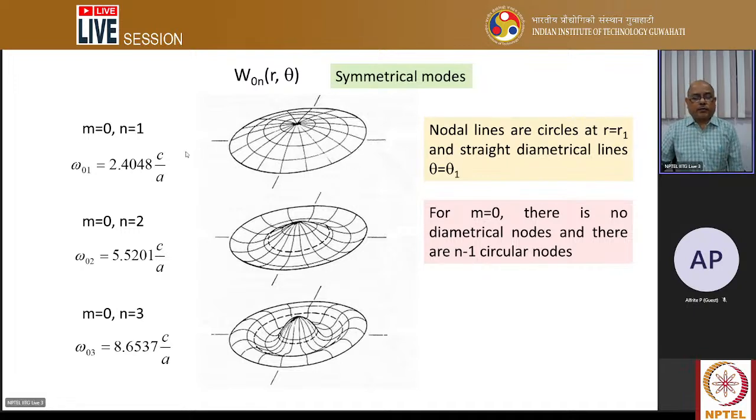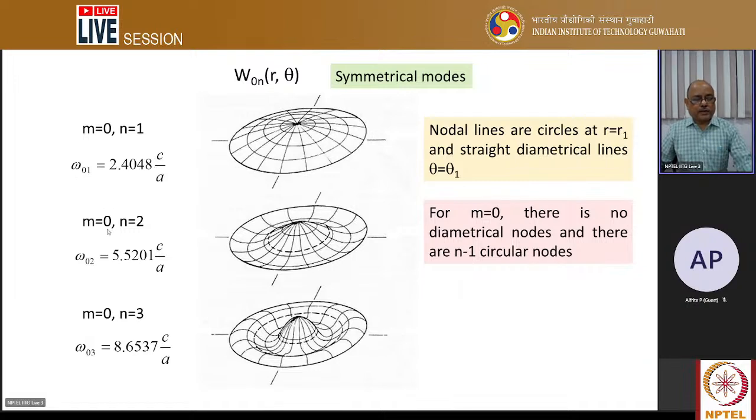Now here you can see that when we consider the natural frequency, say omega 01, then for m equal to 0, there are no diametrical nodal lines. Here you are not seeing any diametrical nodal lines. And there are n minus 1 circular nodes. But for n equal to 1, there are also no circular nodes. So for mode 01, the frequency corresponding to this mode, there will be no nodal lines. So omega 01 is 2.4048 c by a.